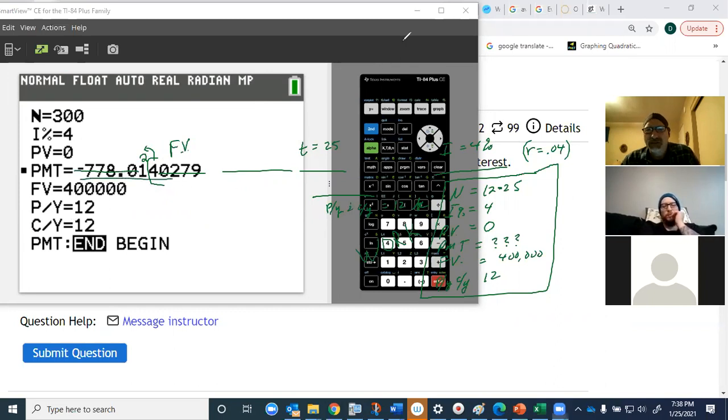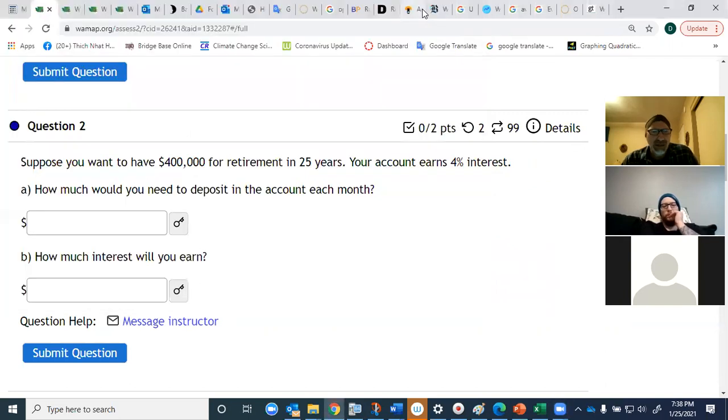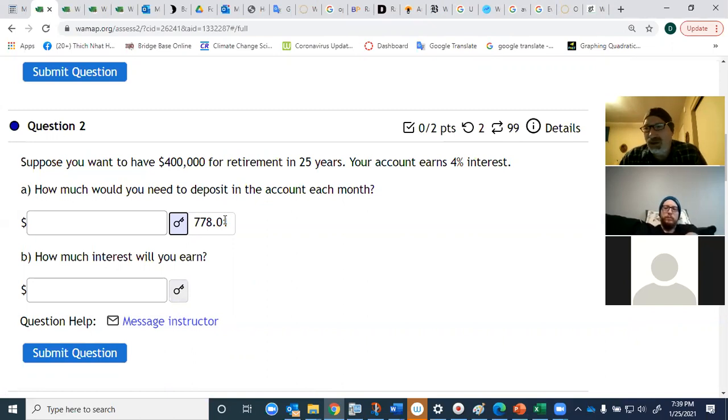So let's go ahead and clear all these, and I'll minimize this. And how much did you do? There it is. Oh, in the WAM app, they did 778.01. By the way, if you get an answer and it's off by a penny and they mark it wrong, just definitely go down here and message the instructor and tell me, because I'll go in and change that, and I'll make sure that you get full credit. Anytime you have a problem like that and you think you did it right, let me know. Just message me and I can check it.